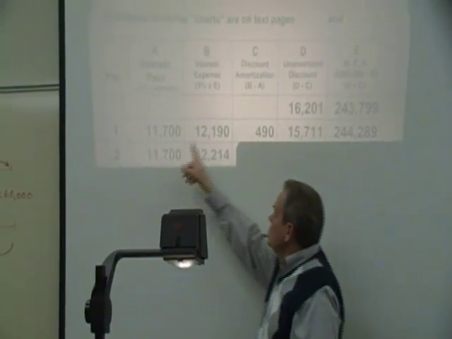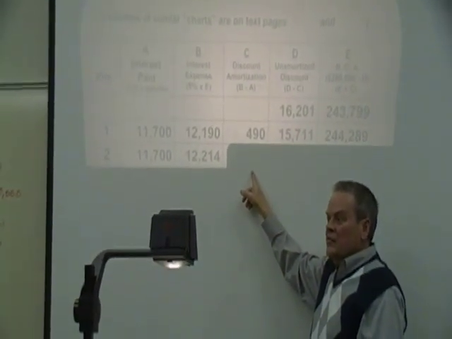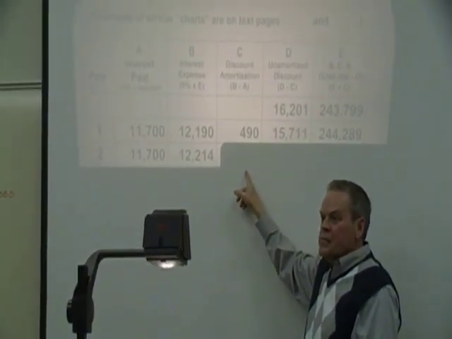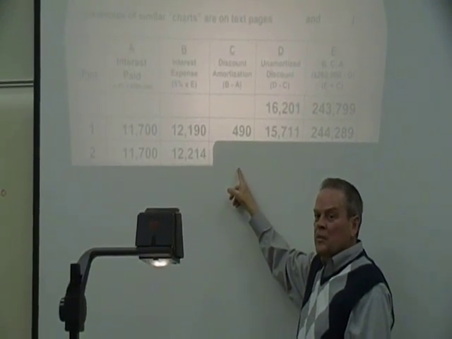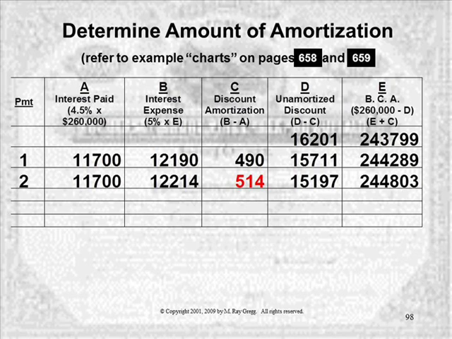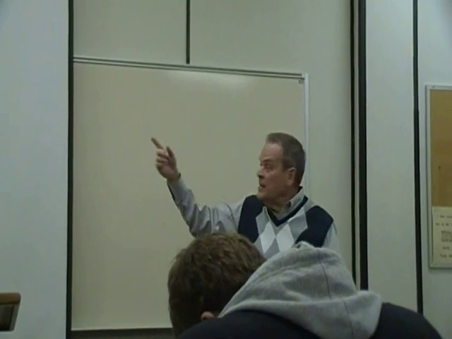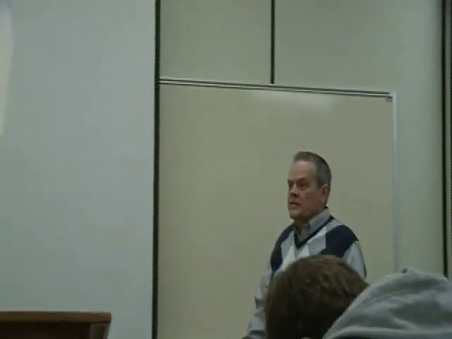The difference in these two is the amount of amortization we need to record. Say that number to me if you have it. I was hoping for more than 2 people. This number is 514, and we just keep repeating this. This causes this, that causes this, that causes this. Y'all remember that story? That's why you do this chart.